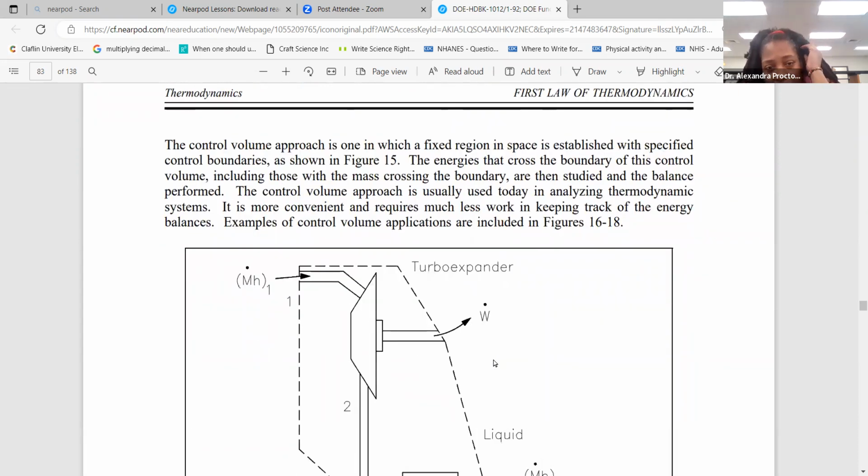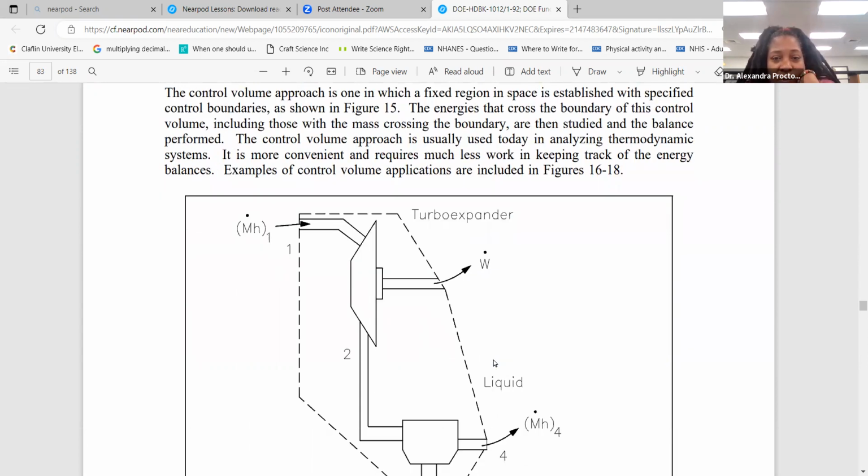The control volume approach is one where you have a fixed region in space, established within specific control boundaries, as shown in figure 14. The energies that cross the boundary of this control volume, including those with mass crossing the boundary, are then studied and the balance is performed. The control volume approach is usually used today in analyzing thermodynamic systems, and it's more important and convenient, and it requires much less work when you keep track of the energy balances.